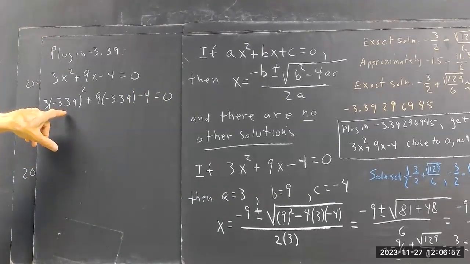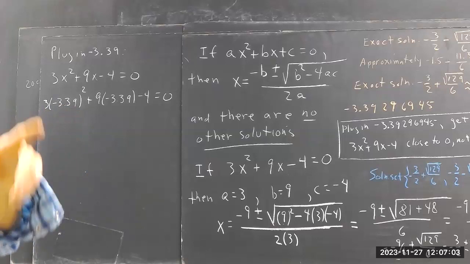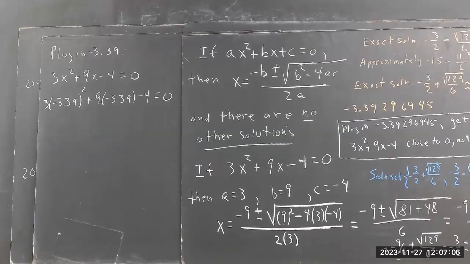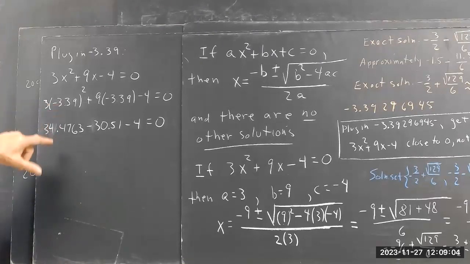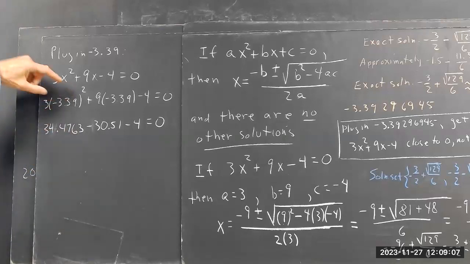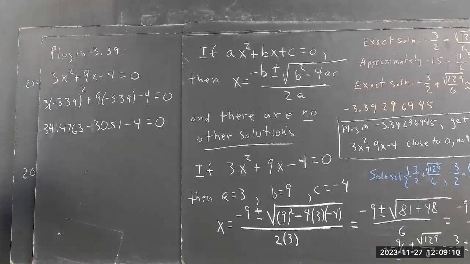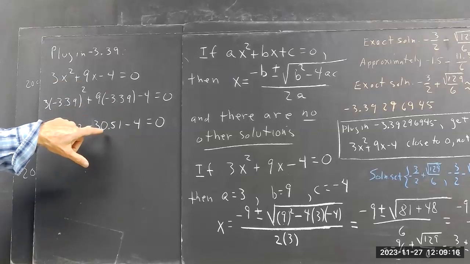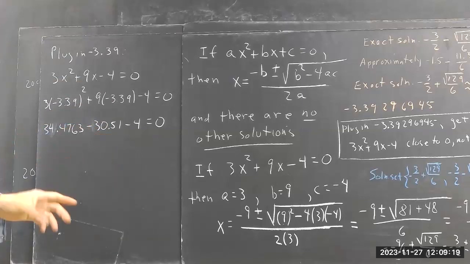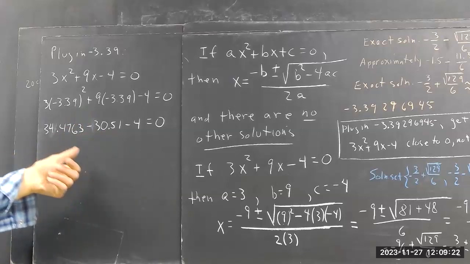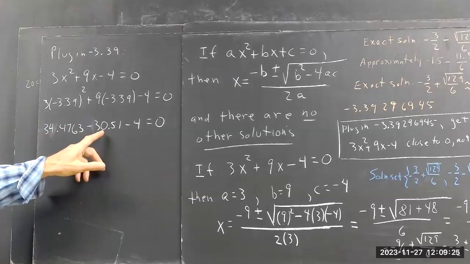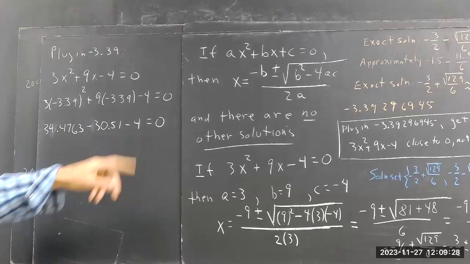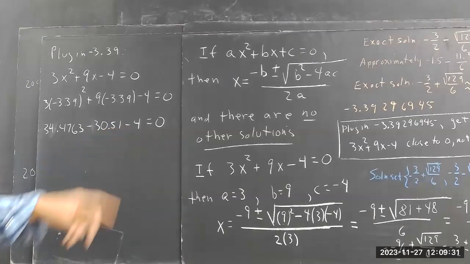Now, can you do this? First square this and then multiply it by 3. Let me ask the class to do that, and let's see what number we get. Okay, so the calculator gives us 34.4763 for 3 times negative 3.39 squared. We normally store that in memory. Then we multiply this, which gives us negative 30.51, and store that in memory, add it to this, and then minus 4. Now notice that negative 30.51 minus 4 is negative 34.51.